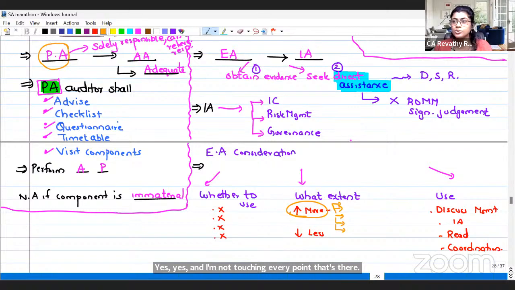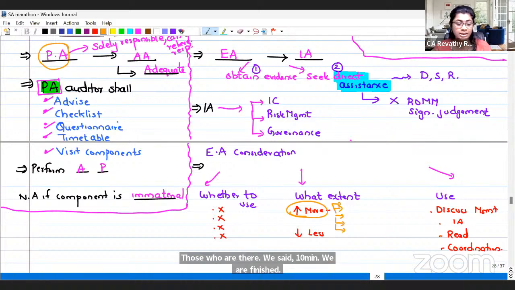Smiley, please. Those who are still there, we said 10 minutes, we have finished. Those who are still there, please smile.